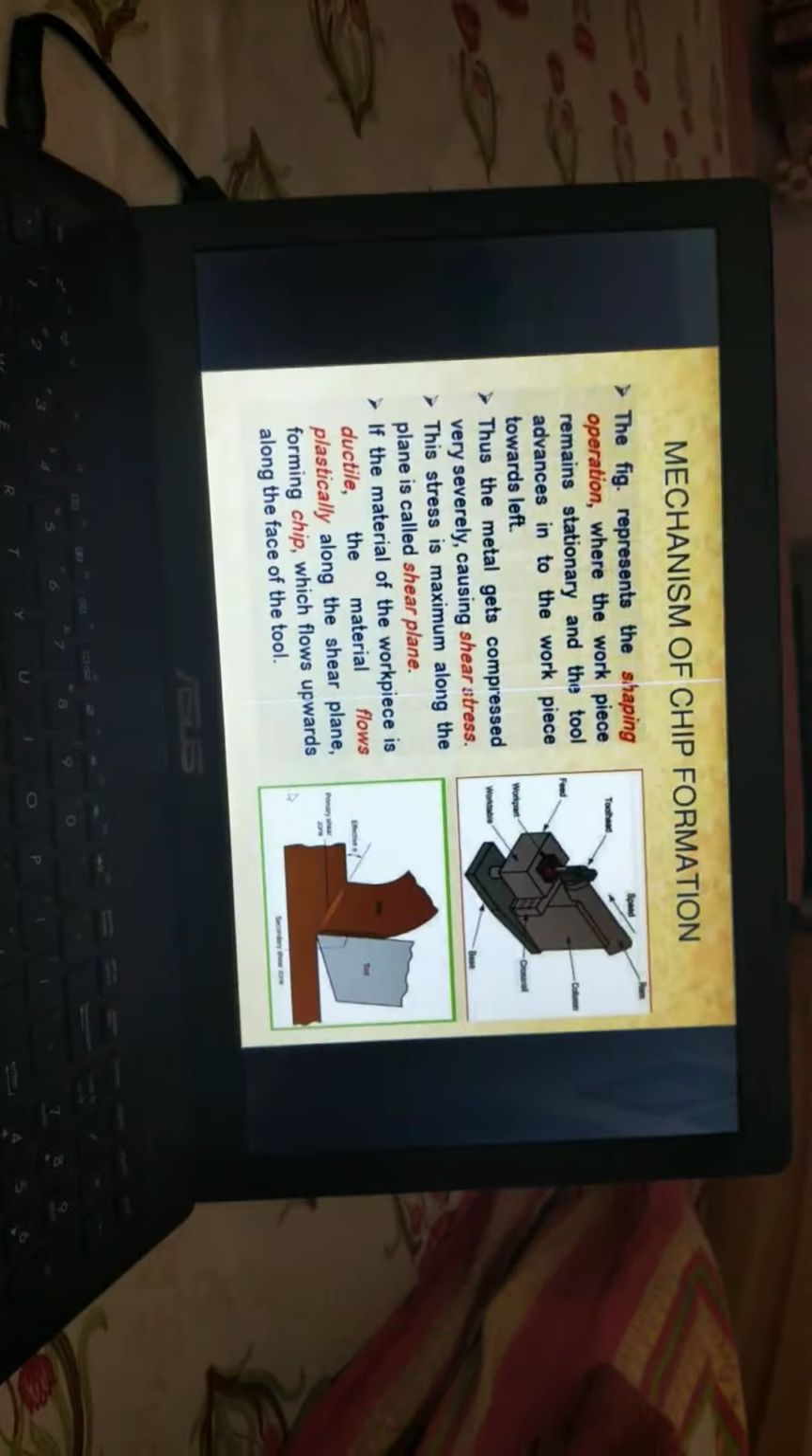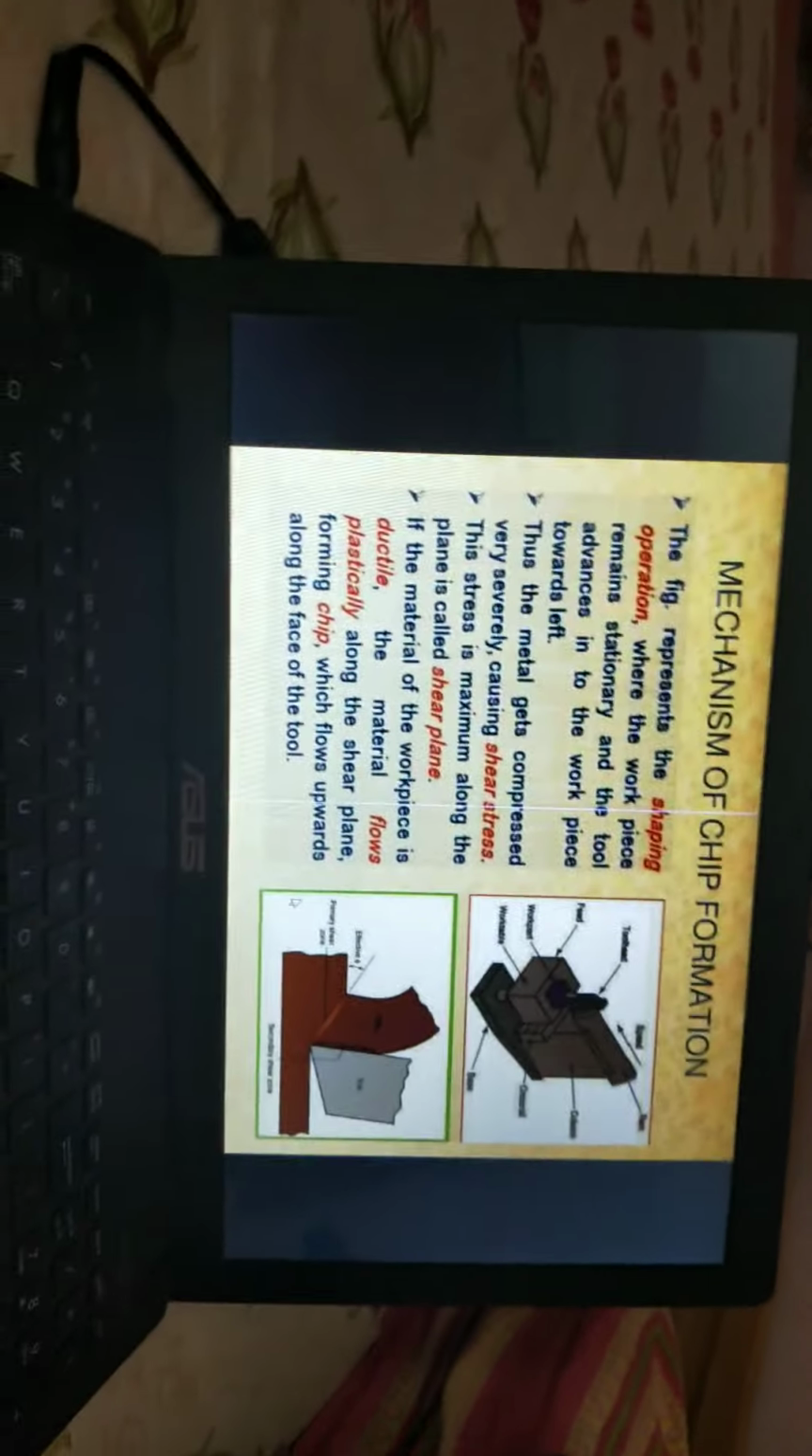Mechanism of chip formation. The figure represents the shaping operation, where the workpiece remains stationary and the tool advances towards the workpiece, to the left. Thus, the metal gets compressed very severely, causing shear stress. The stress is maximum along the plane called the shear plane.